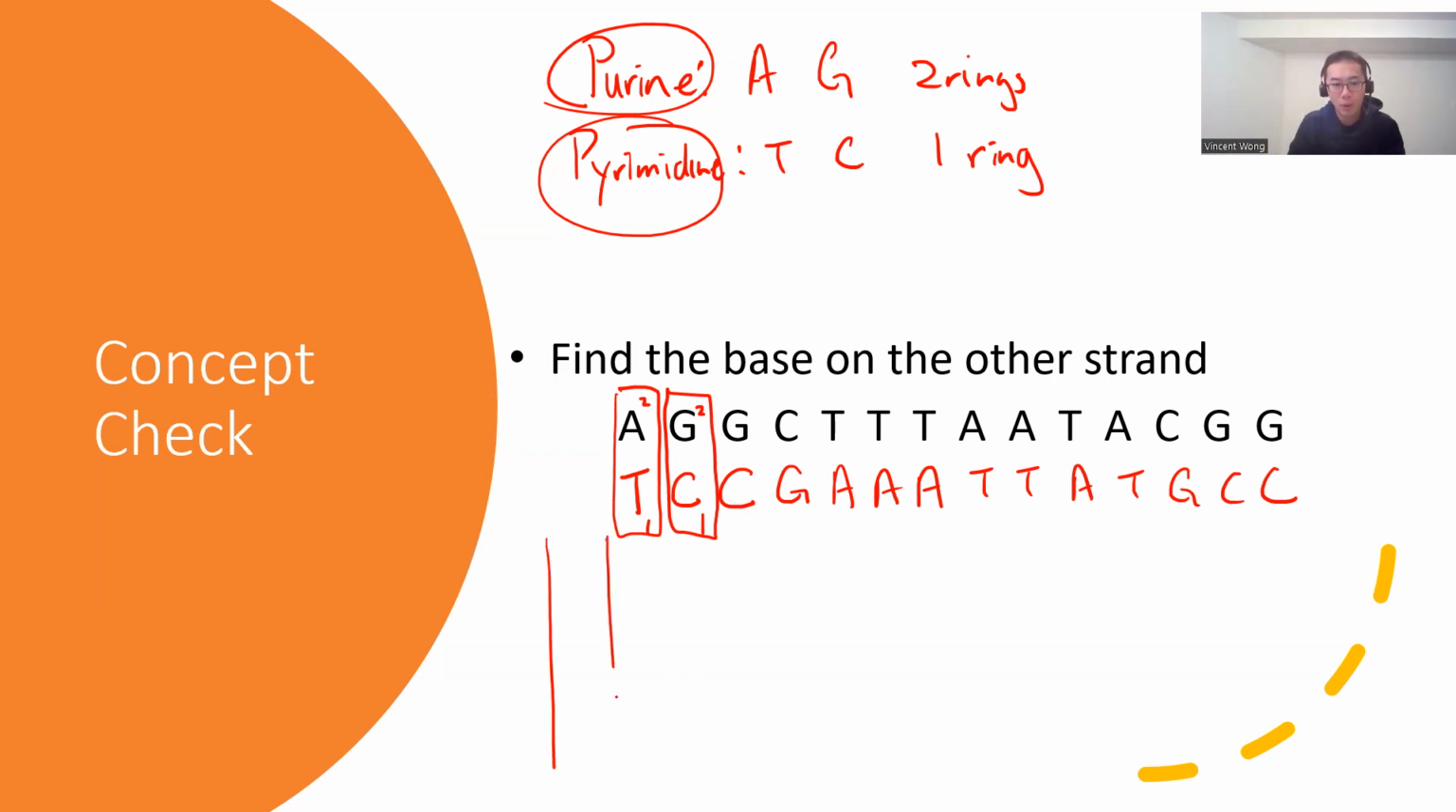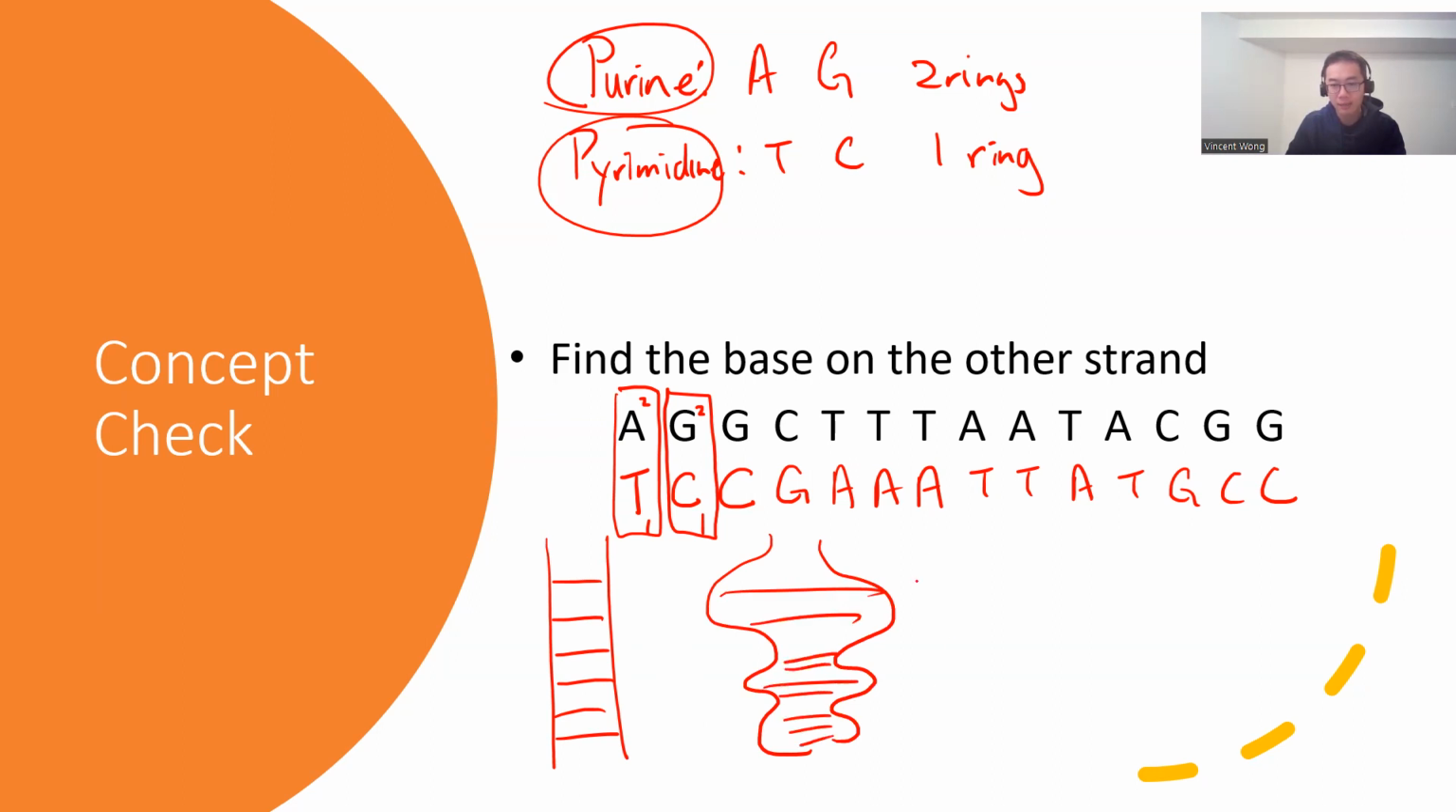Think about it. You want a ladder that's uniform in width, right? You don't want a ladder that's bulging out for some parts and then really narrow for another part. Like this is not stable. Right? That's why it's important for the purine to bind with the pyrimidine. It's always the same distance across.